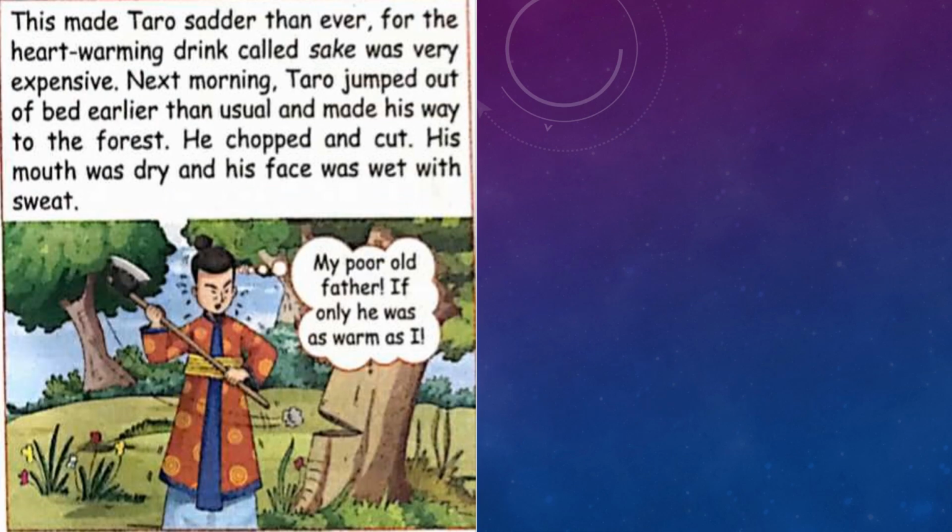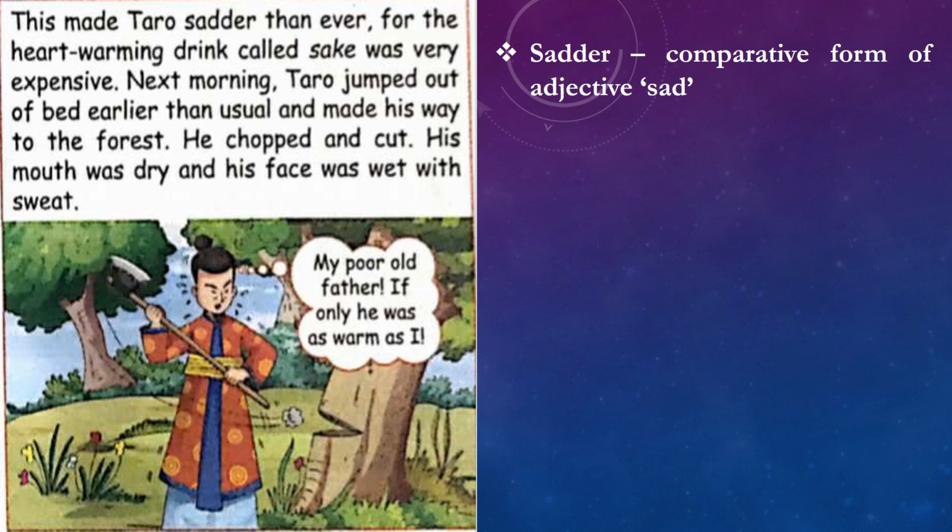So this made Taro sadder than ever. Okay. What made him sadder than ever? To think about his father. His father wanted a drink, and because of his poverty, Taro was unable to purchase it. Sadder is the comparative form of the adjective sad. The heartwarming drink called sake was very expensive.